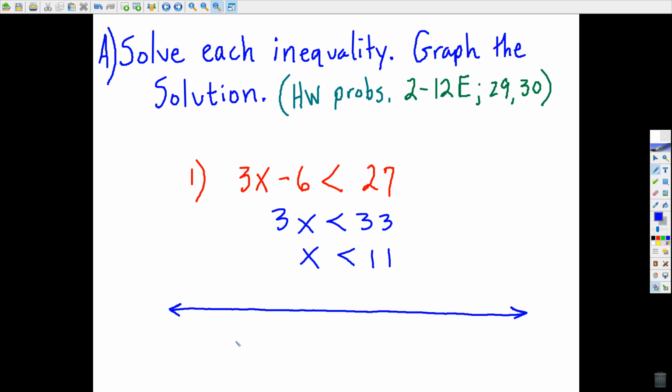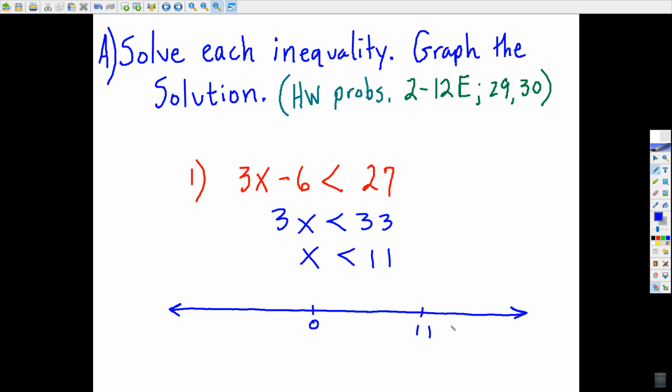And this is the way I want you to do your graphs. It's nothing fancy really. I do want you to put 0. And then I want you to put the number that's part of your inequality in relation to 0 on the number line. So just, over here, in this case, over to the right a little bit.